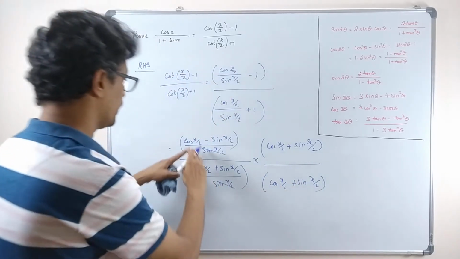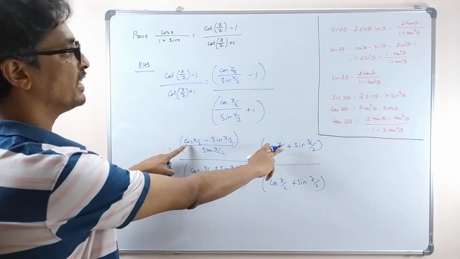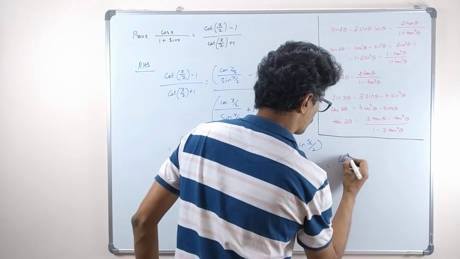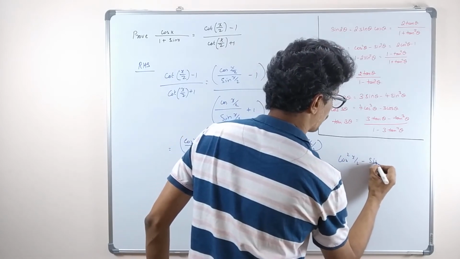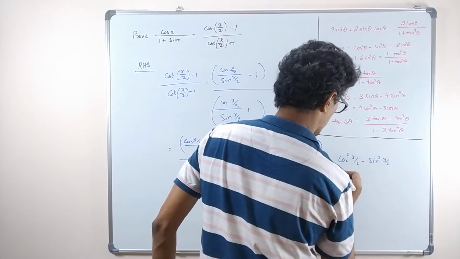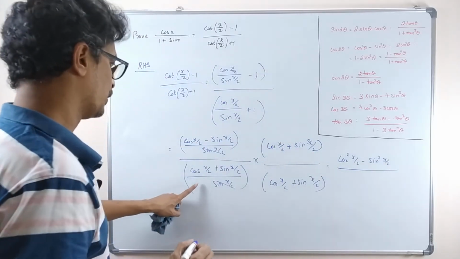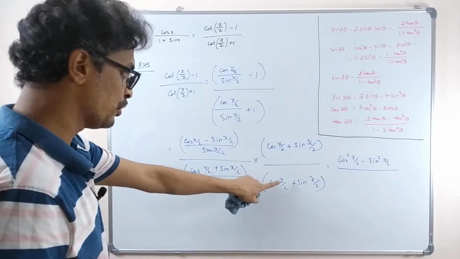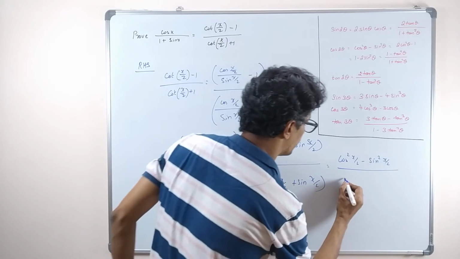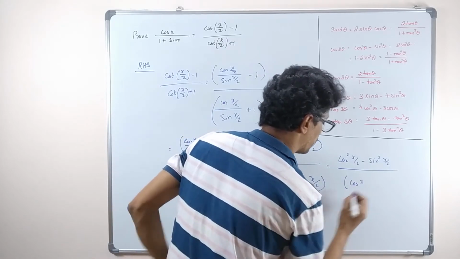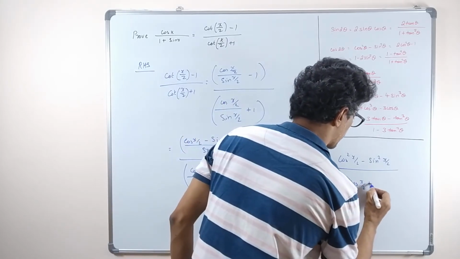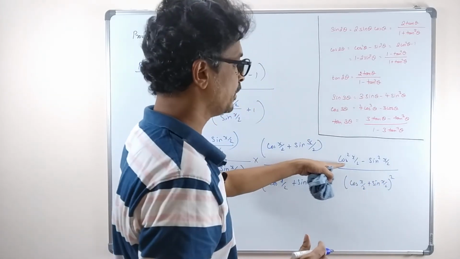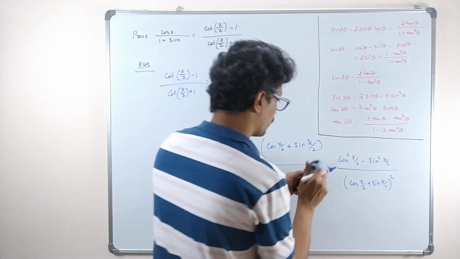So this is what happened? cos square x by 2 minus sin square x by 2. Correct? So this will become cos square x by 2 minus sin square x by 2. And let us see the bottom, what happens. So this is cos x by 2 plus sin x by 2 whole square. Correct? So what will this be? cos x by 2 plus sin x by 2 whole square. So this is nothing but cos x. Correct?